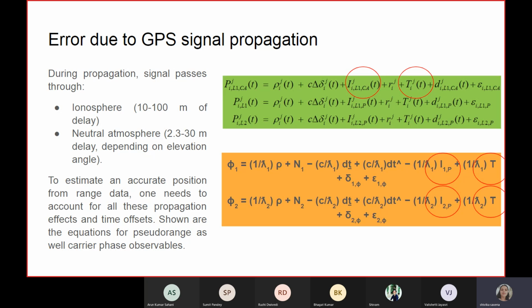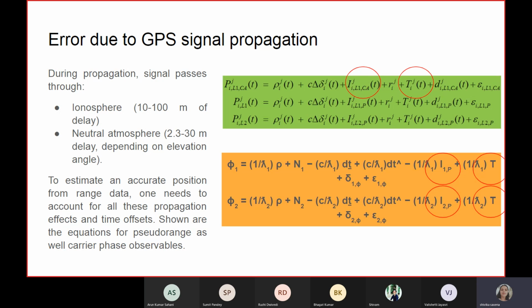This CA code, then L1 and L2 frequency. So we have CA code and P code, these three equations we have for two different frequencies. So you can identify the terms, the delays contained in these pseudo range and carrier phase observables. Similarly, in the carrier phase equation, you can see this capital I term and capital T term. These are the delays from the signal propagation.